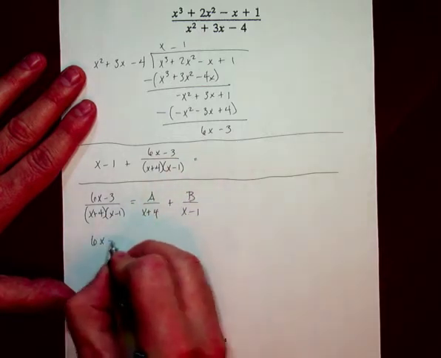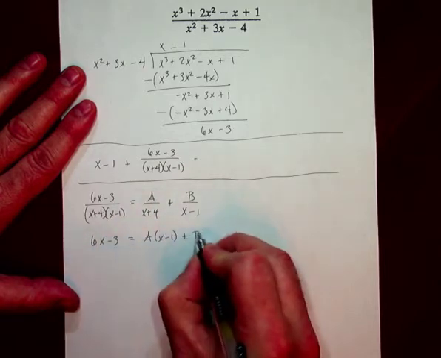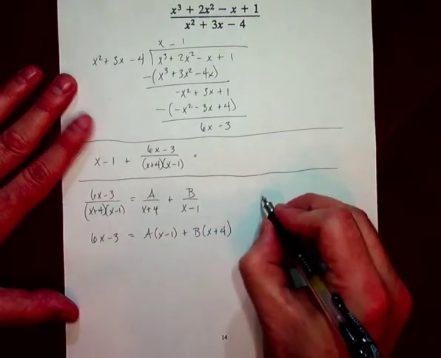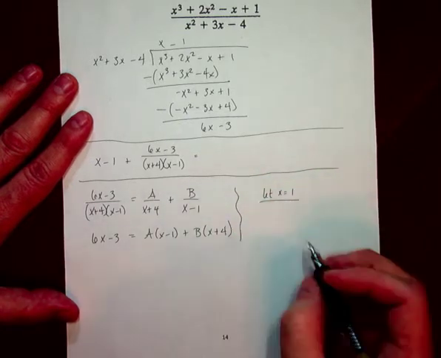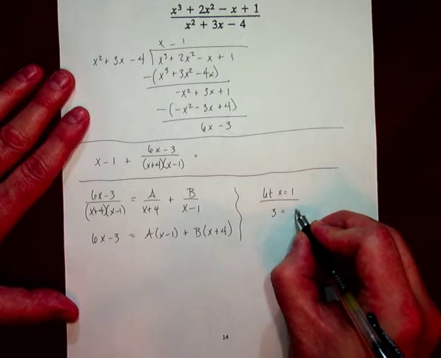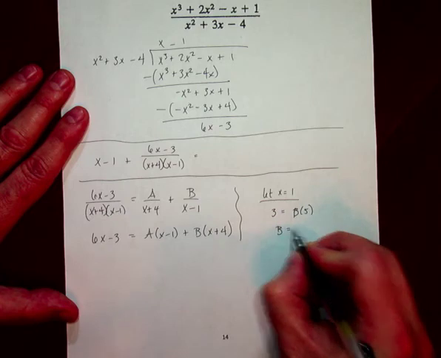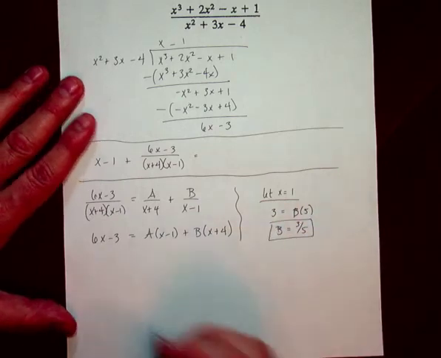Let's go ahead and multiply through by the common denominator so that we're getting rid of the rational expressions. Let's go ahead and let x equal 1. If we let x equal 1, we're going to get 3 is equal to B times 5. So B is equal to 3/5. Now, we've done fractions before. It's not that big of a deal.